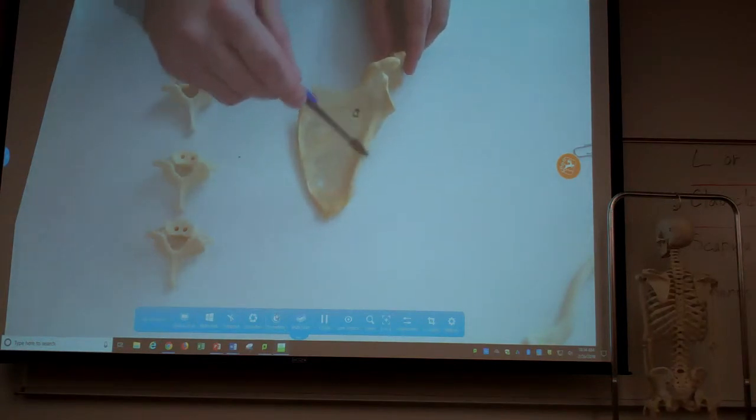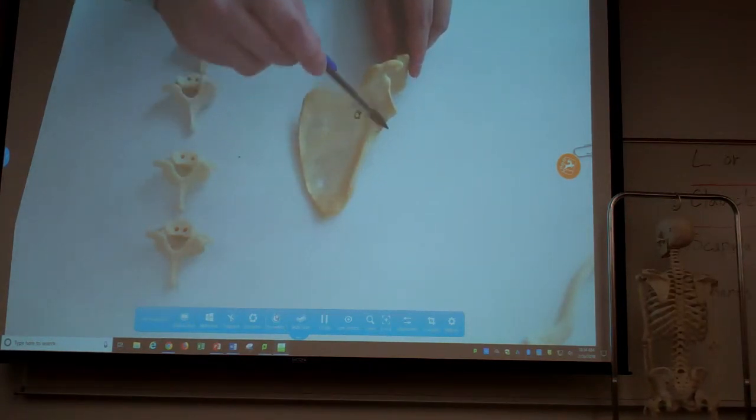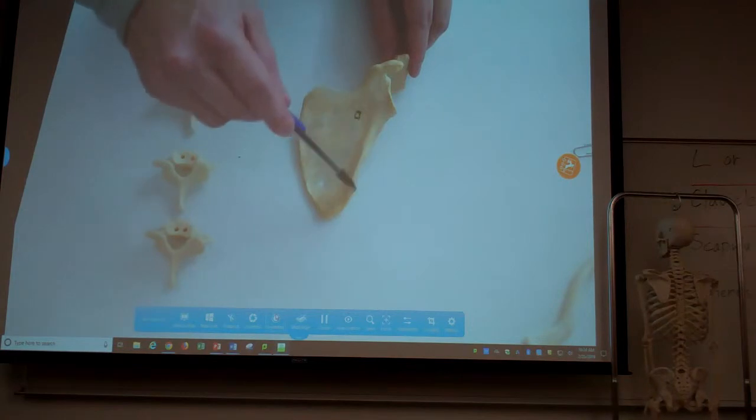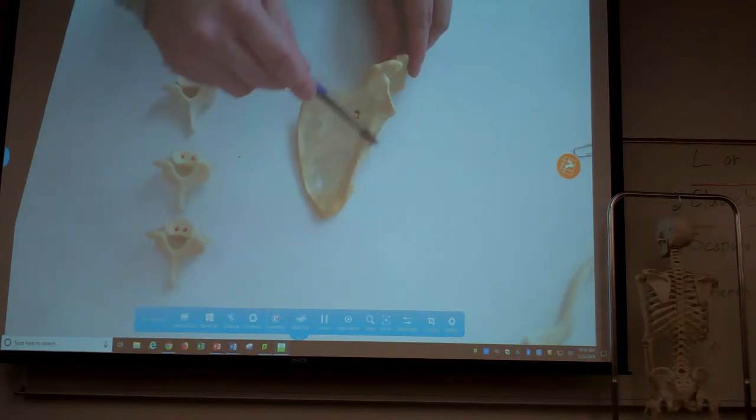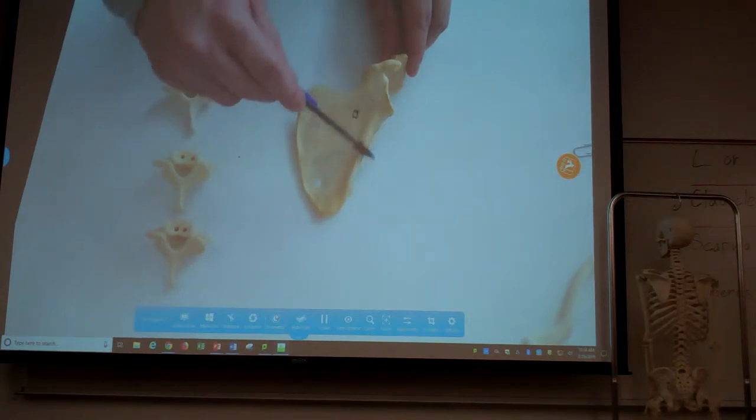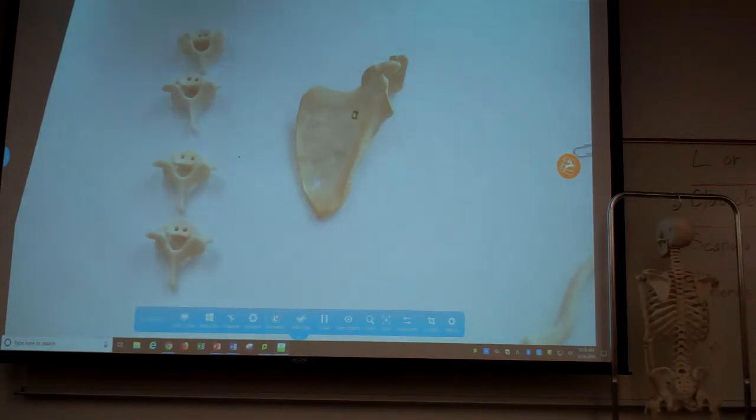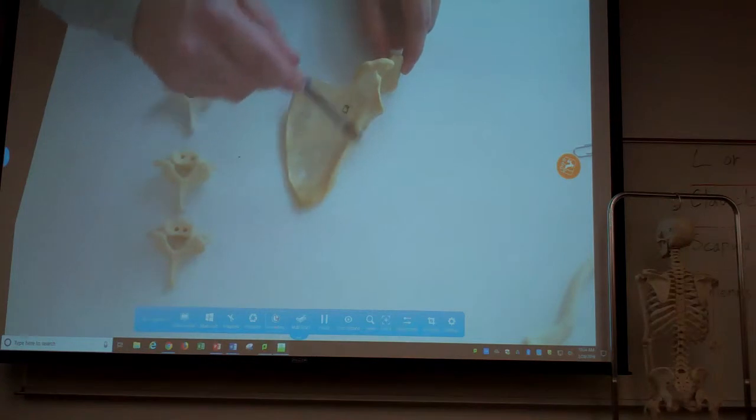And then we've got a lateral border out here. This will be your lateral border. It's also known as your axillary border. Remember, axillary means armpits. You can call it either or, it doesn't matter to me. So you can call it your axillary border or your lateral border.